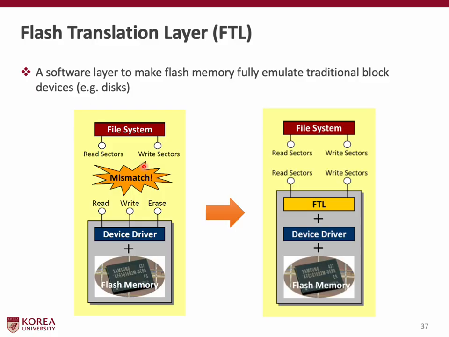So to make these components compatible, the FTL makes flash memory look like a regular block device to the operating system. That is, it manages the mapping between logical block addresses and physical flash locations. And thanks to the FTL, the operating system can just issue standard read and write requests without worrying about the internal details of flash memory. This is the benefit of using FTL.